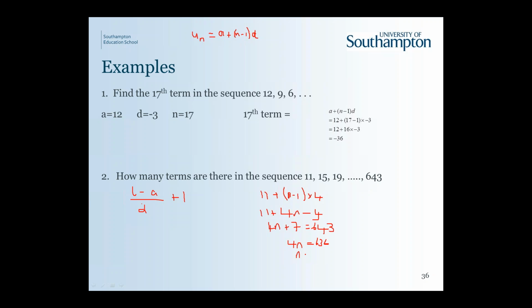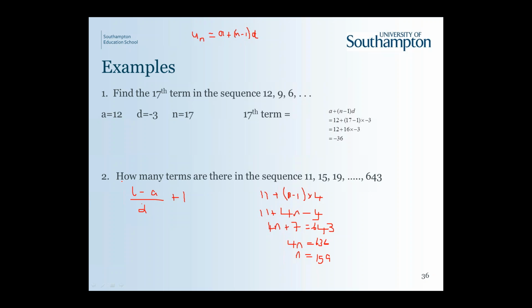Divide that by 4. No, I'm doing it wrong. Yes, it is 159. Is that right though when I get 660? Oh yes, yes, I've done that. 636 divided by 4. No, that's right.